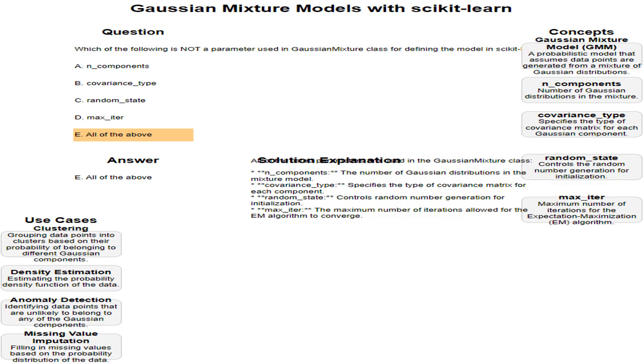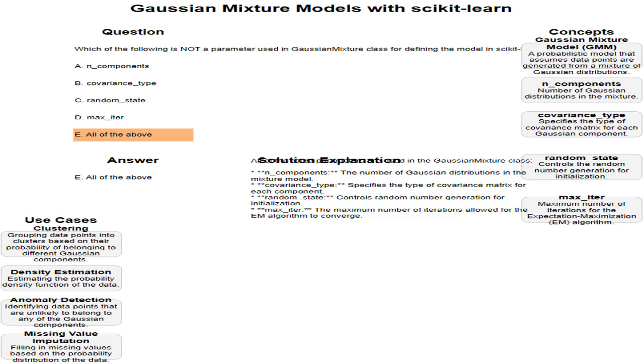All of the listed parameters are used in the Gaussian mixture class. Each parameter serves a specific purpose in defining the model, contributing to its flexibility, control over initialization, and resource management. Therefore, none of them are not a parameter of Gaussian mixture. True. E. All of the above.